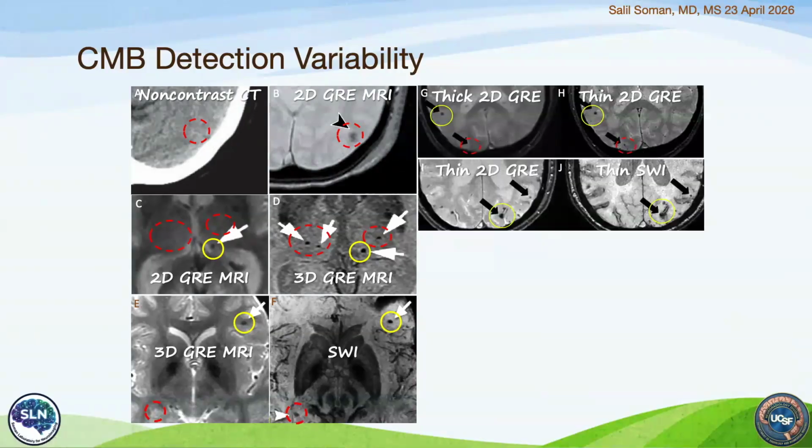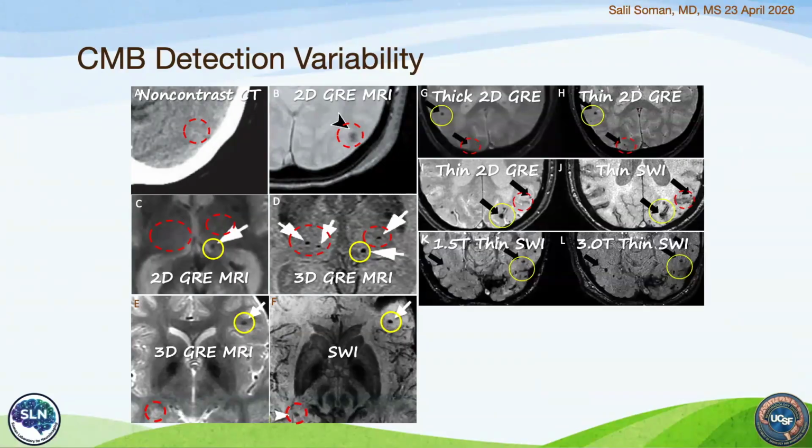Similarly, using thin 2D GRE versus SWI, you've got some areas that you can see on both, but then others that you can only see on SWI, such as siderosis, which again, calling one area of siderosis is enough to not be able to give somebody anti-amyloid therapy, right? So depending on how you image, we would get a different answer.